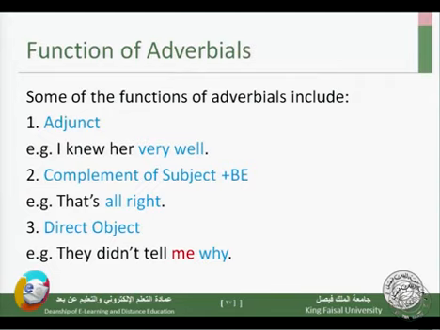Then we have adverbials as direct objects. So they didn't tell me why. We can say they didn't tell me this. Me is indirect, this is direct. So indirect and direct object. We can say they didn't tell this to me. So why can be taken away and we put this in its place. They didn't tell me why. Why here is a direct object, and me is an indirect object of the verb tell. Please differentiate between the use of adverbials as direct objects, as complements, and as adjuncts.